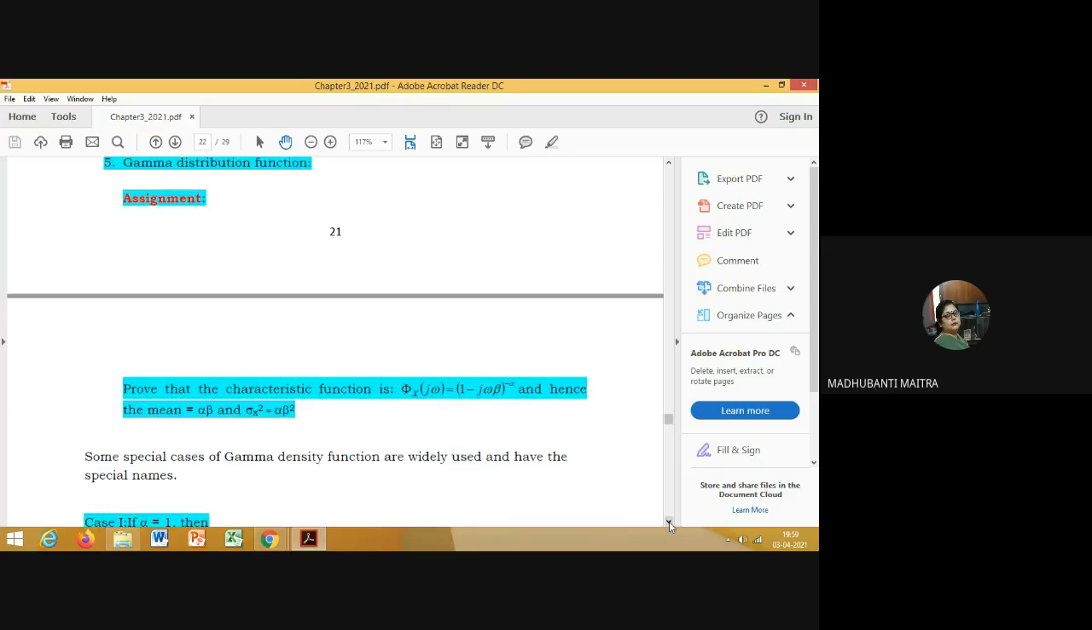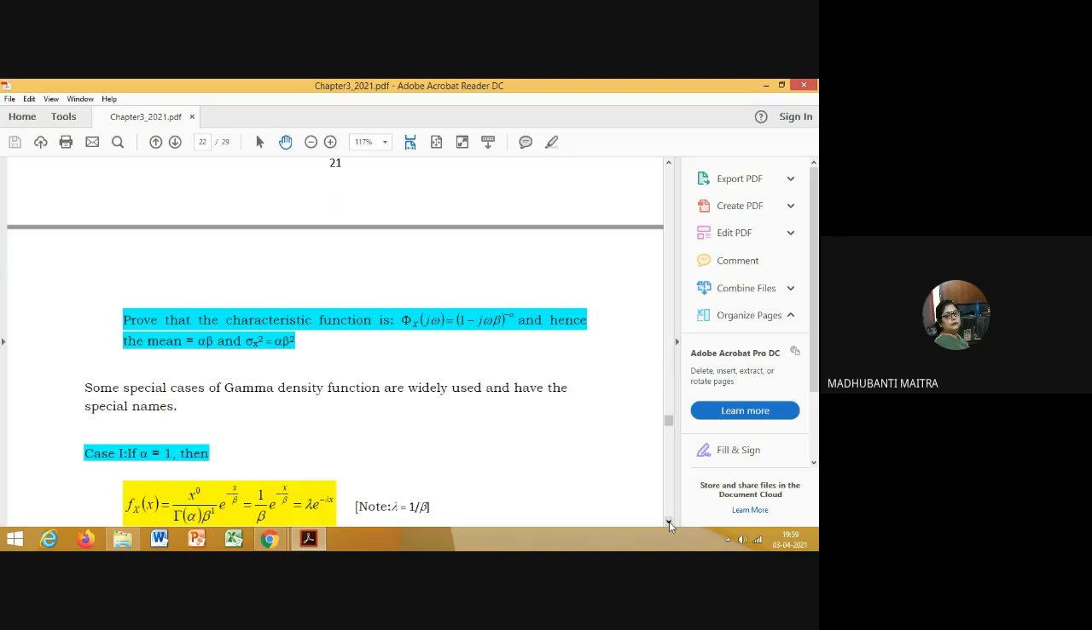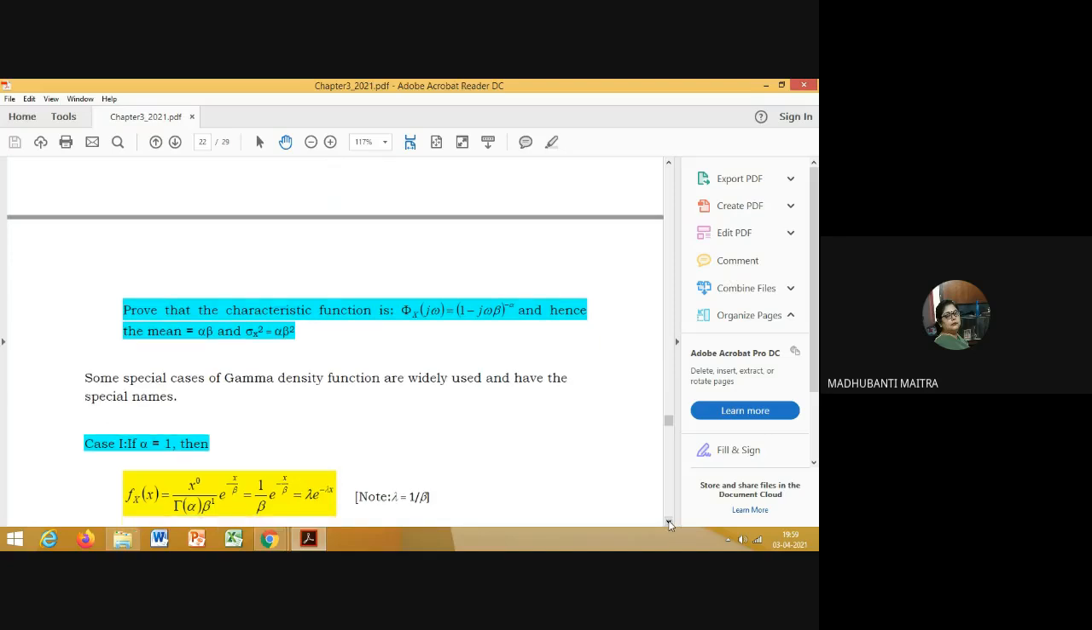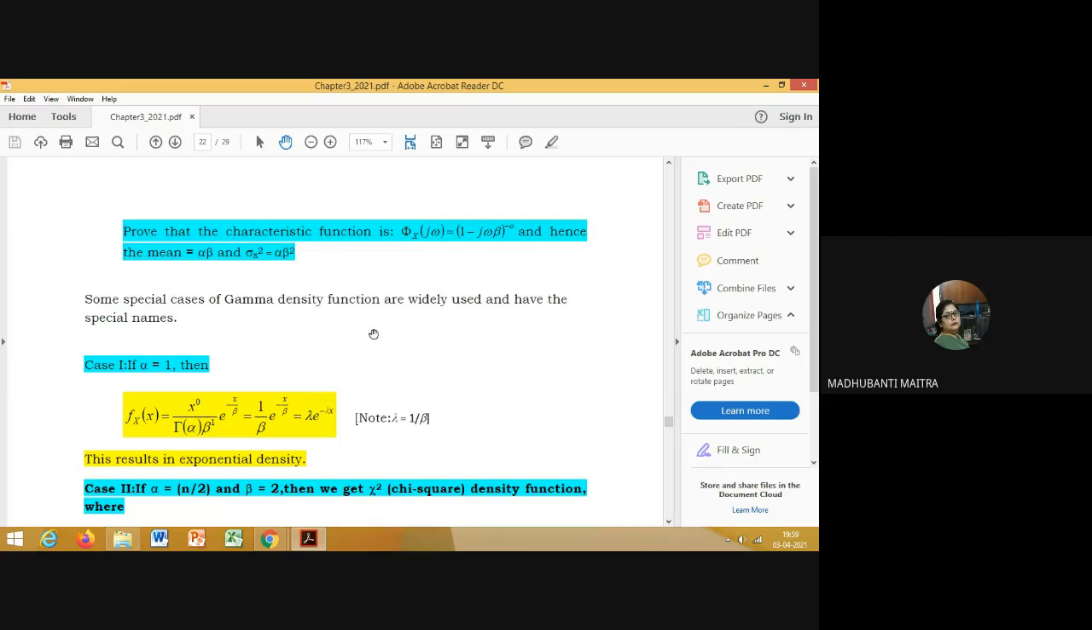For this distribution function, purposely I have not provided the derivations for expectation and standard deviation. Now, some special cases of gamma density functions are widely used and have special names.